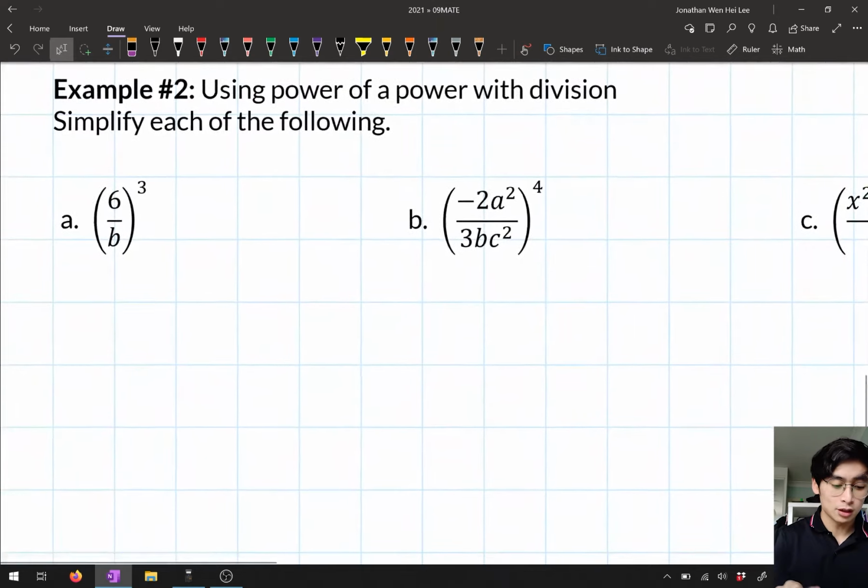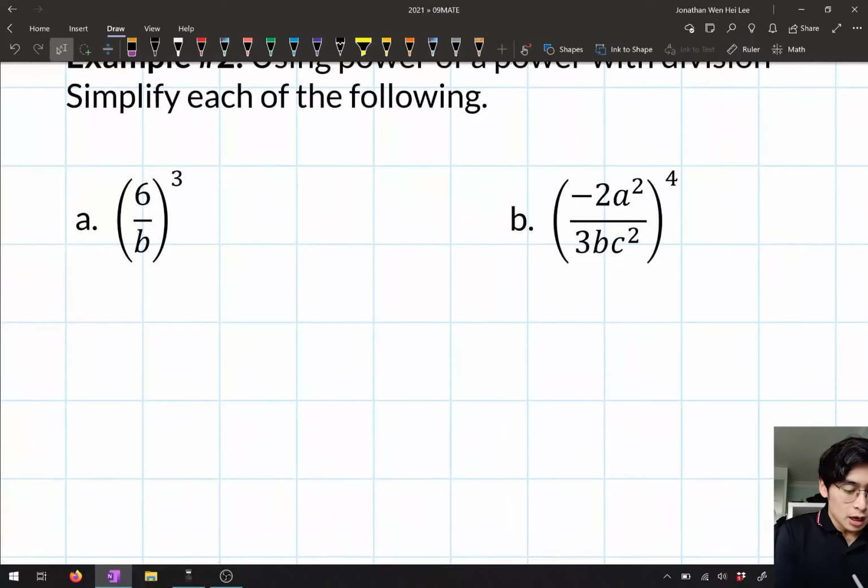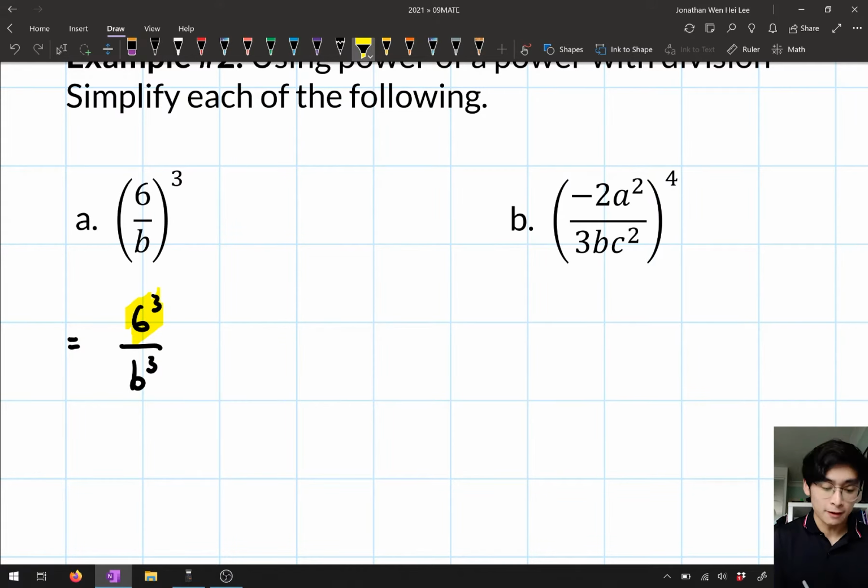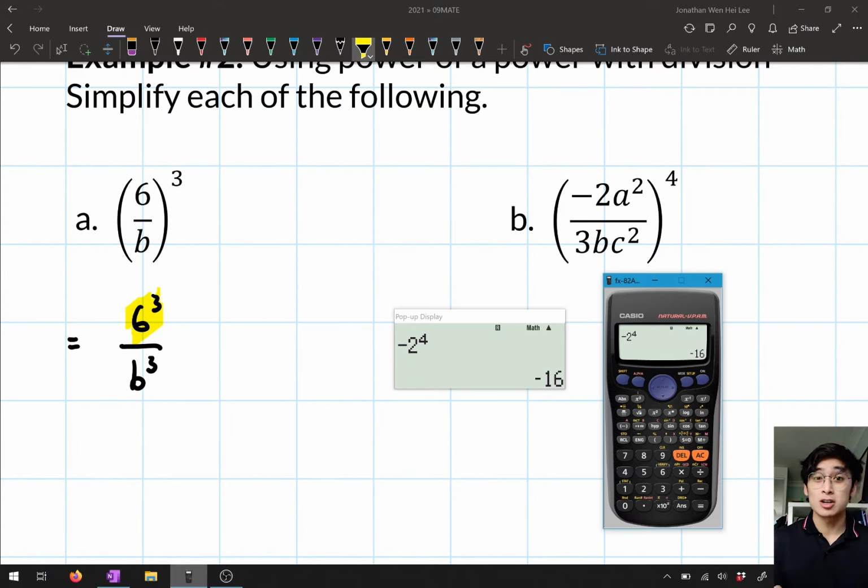Okay, so let's have a look at the first one. I've got 6 over b all to the power 3. So just like we did before, we're going to raise each of the terms to that power separately and keeping them in the same correct spot. So we've got 6 in the numerator, so that becomes 6 cubed. Great. And at the bottom, we've got b cubed. And like, as I said, 6 cubed, we can actually evaluate what that is. I think that's 216, but we can check that with a calculator.